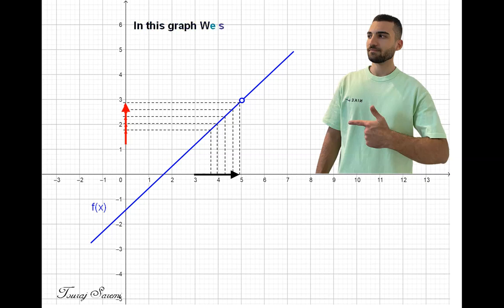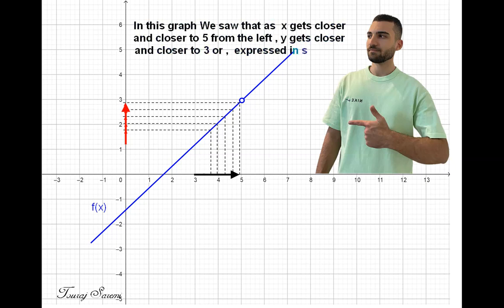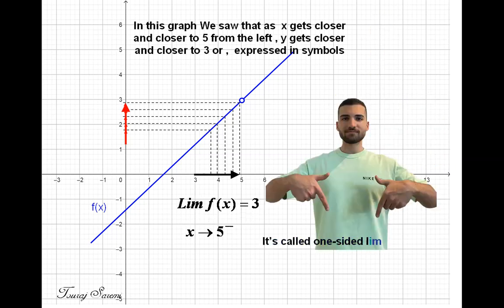In this graph we saw that as x gets closer and closer to 5 from the left, y gets closer and closer to 3, or, expressed in symbols, limit f of x as x tends to 5 minus is equal to 3. It's called the one-sided limit from the left, or the left-hand limit of f of x when x tends to 5 minus.